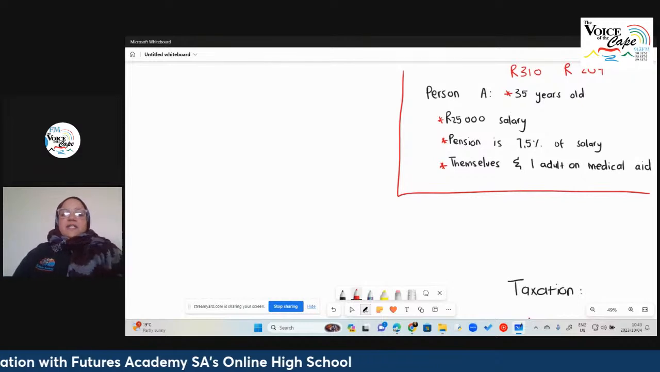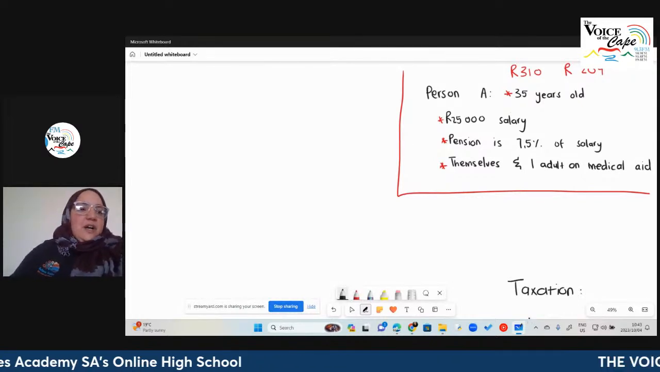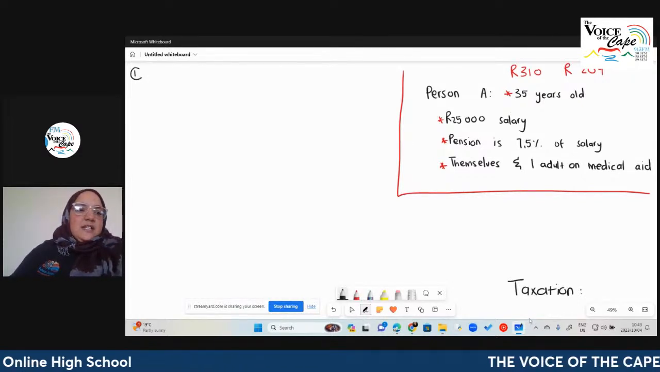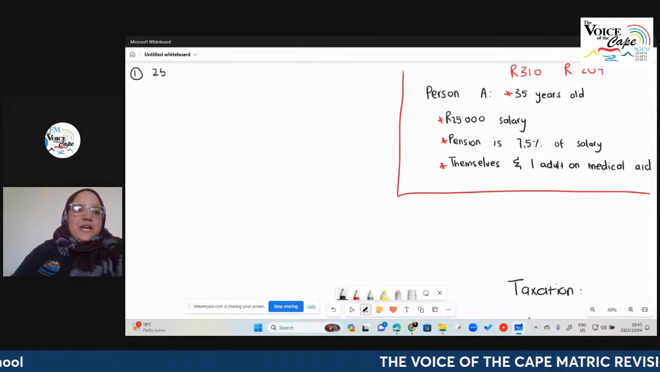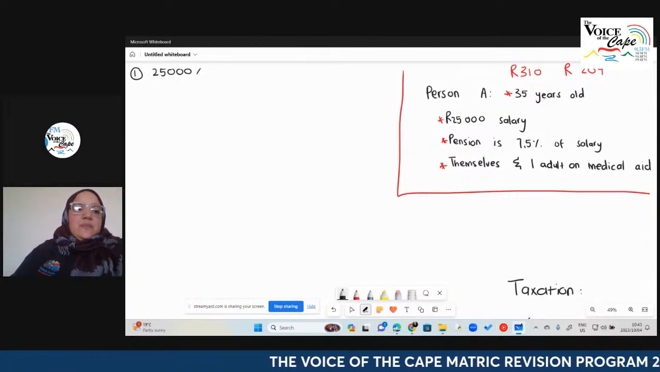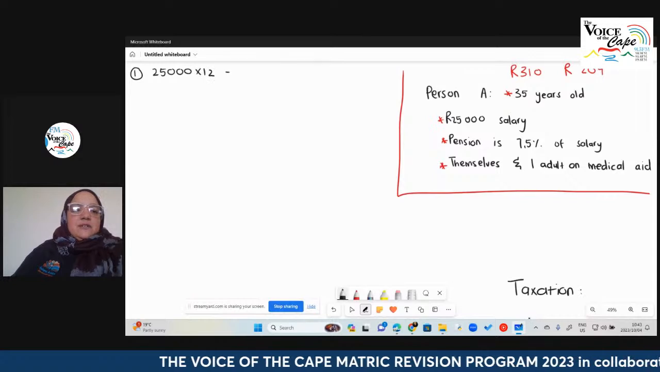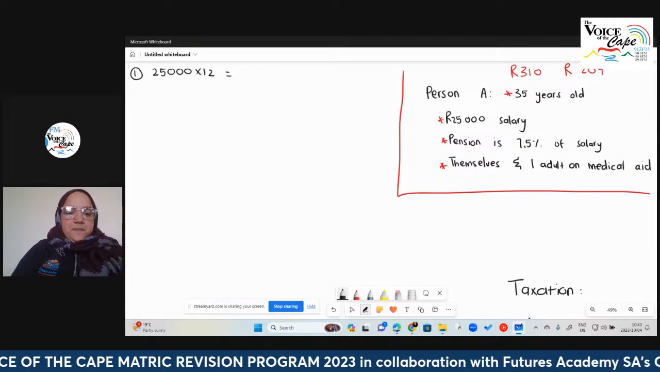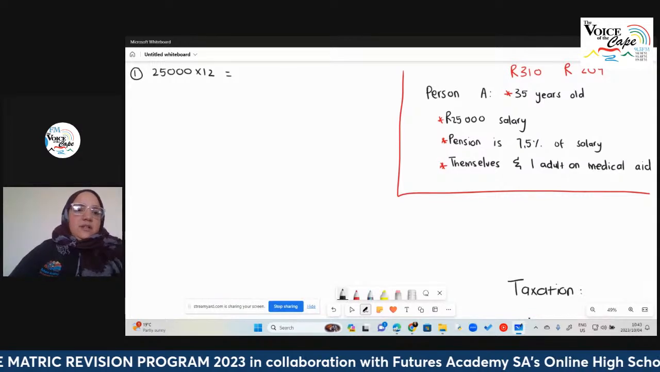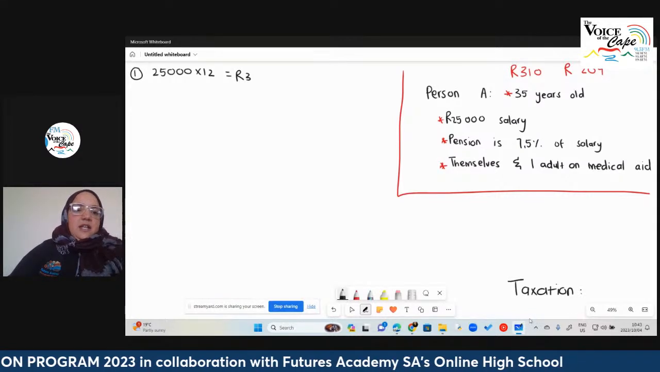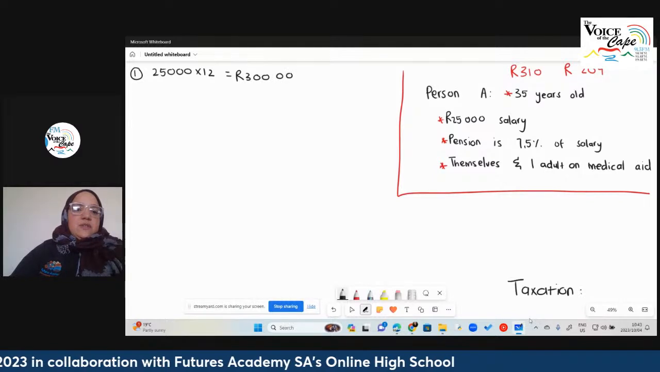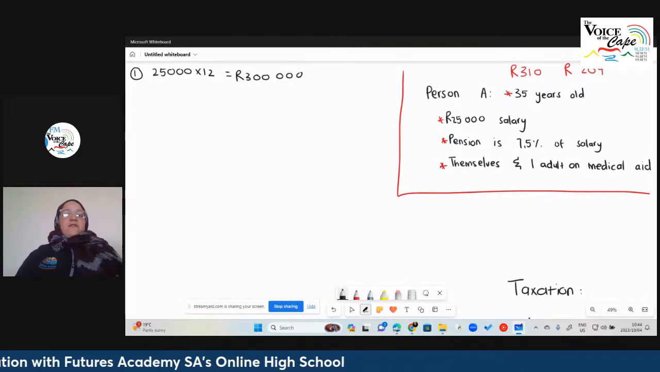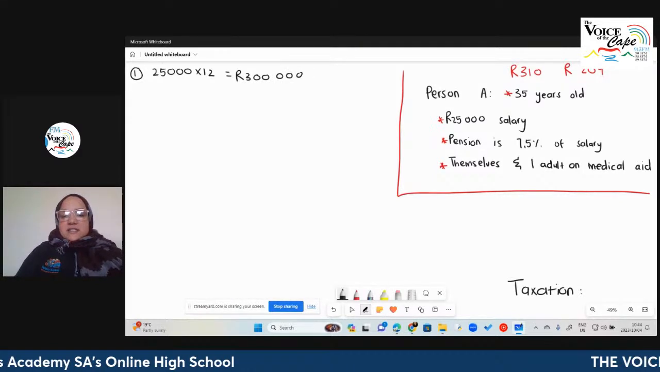Our first step according to our table is to calculate the annual salary. So you're going to take 25,000 and multiply that by 12, and that should give you 300,000. That's our first step done and dusted.